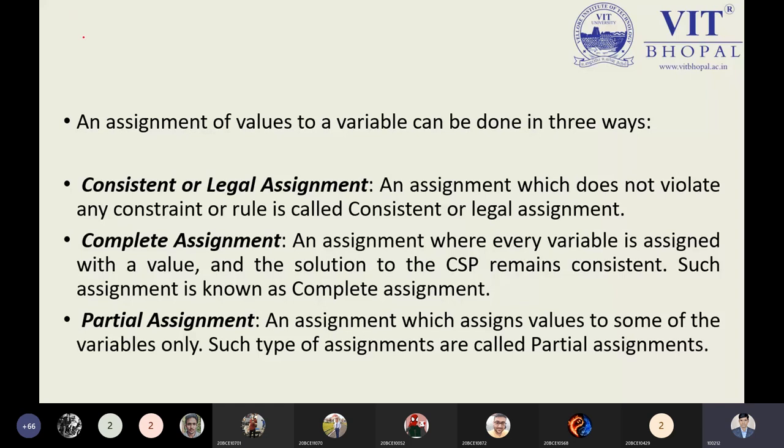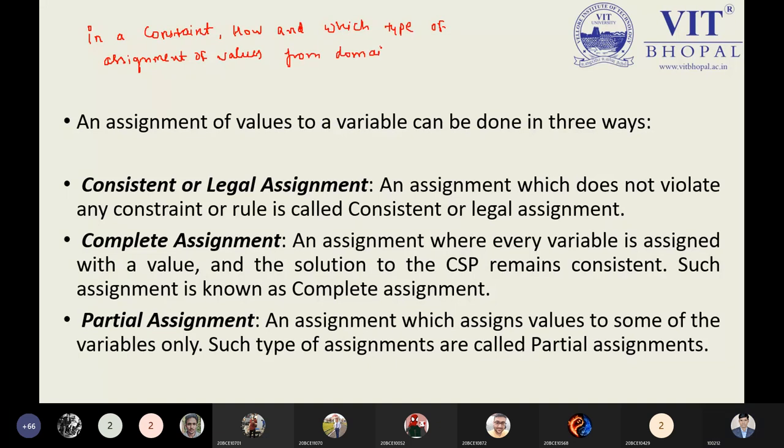So what kind of question do we ask in the examination? I can write over here. In a constraint, how we can, how and which type of assignment of values from the domain is more applicable.